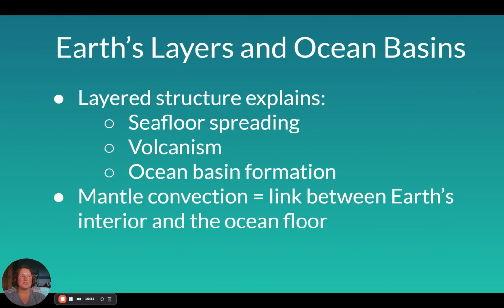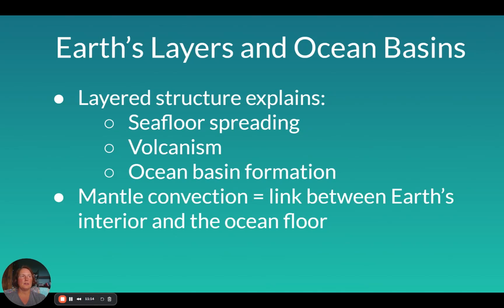So Earth's layers and ocean basins. Everything that we have learned so far connects directly to how Earth's ocean basins are formed. So that layered structure helps to explain how seafloor spreading happens, how volcanoes occur, and how those ocean basins form. And we're going to talk more about that in detail the rest of the week. But for now, just know that that's caused by the layers of the Earth, and that some of them are molten and tend to make holes and pop up through.